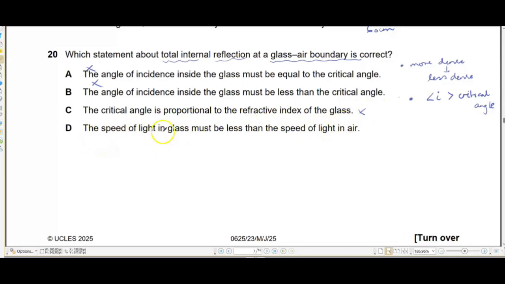The speed of light in glass must be less than the speed of light in air. Yes, this is true. This is due to the fact that refraction happens and then total internal reflection happens, because there is a difference in the speed of light of the glass and that of the air. This is the correct statement. All the other three are not correct.